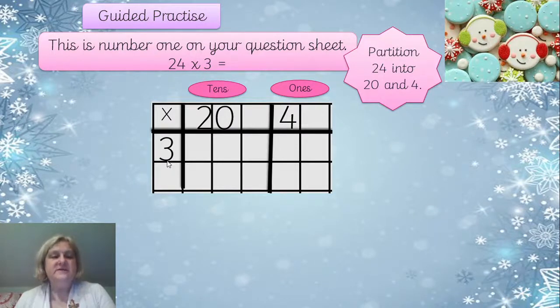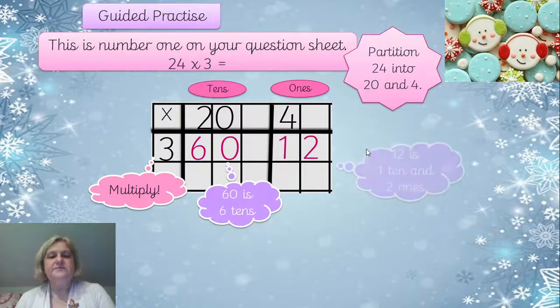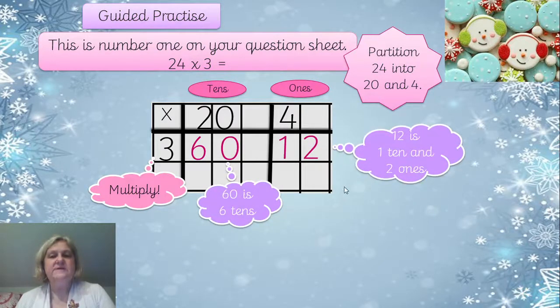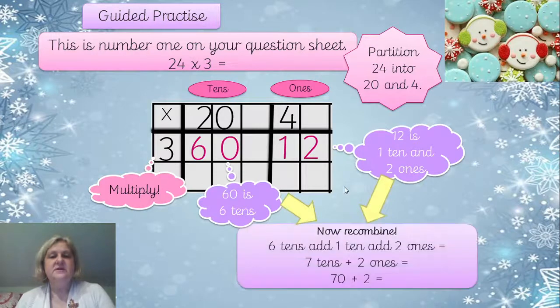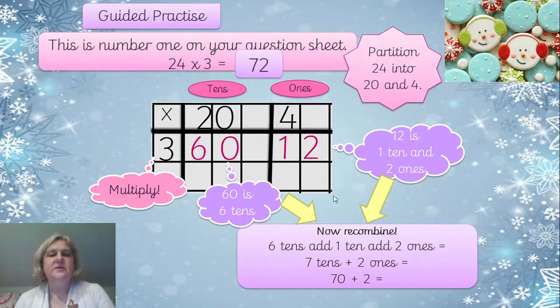So we're going to start from the tens. 3 times 2 is 6. So 3 times 20 is 60. And 3 times 4, we've done this one already. 3 times 4 is 12. So we've got 6 tens, add 1 ten and 2 ones. 6 tens plus 1 ten is 7 tens. 7 tens plus the 2 ones is 72. That's going to be our final answer. We're going to shoot it up to the top.